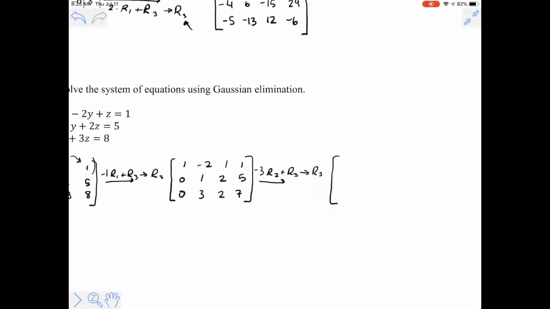So now I'm going to have 0, 0. This entry here, if I multiply it by negative 3, that's going to become negative 6. Negative 6 plus 2 is negative 4. Here, if I multiply it by negative 3, I'm going to have negative 15. Negative 15 plus 7 is negative 8.